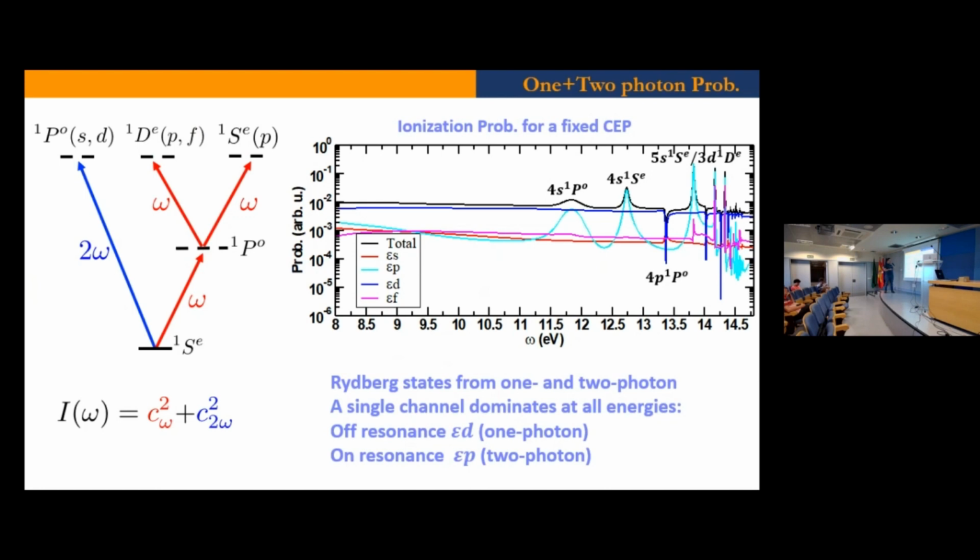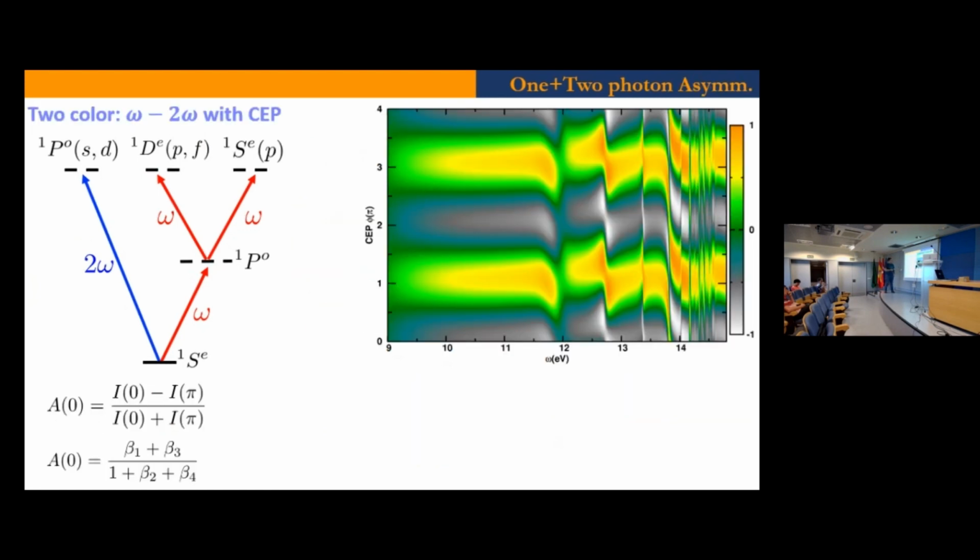One thing to notice here is that for almost every frequency, for every photon energy emitted, there is always a single channel dominating. So most of the time it is the D channel, while on resonance it is mainly the P, and we're going to see why this is important.